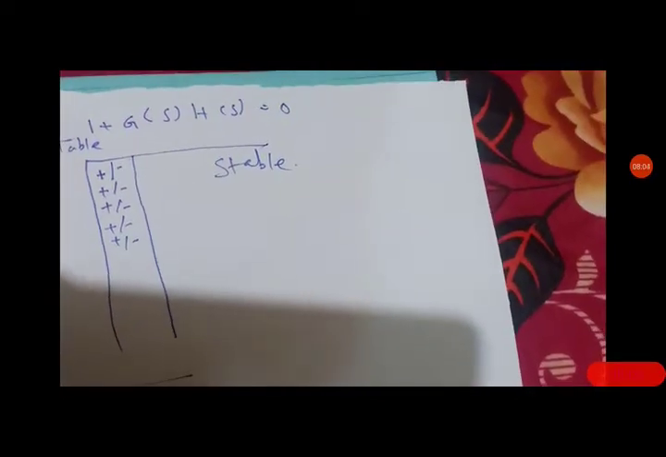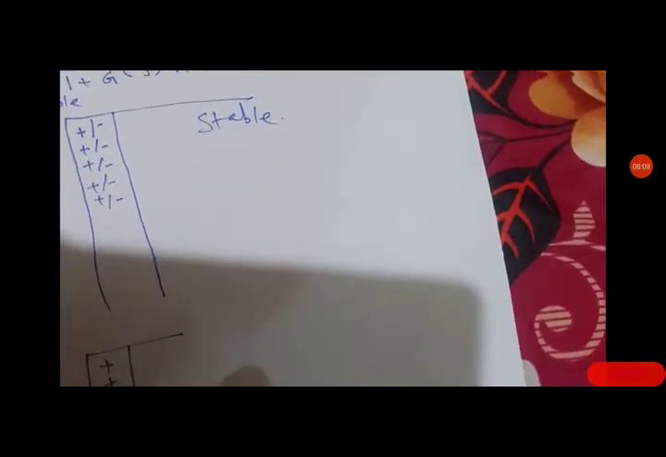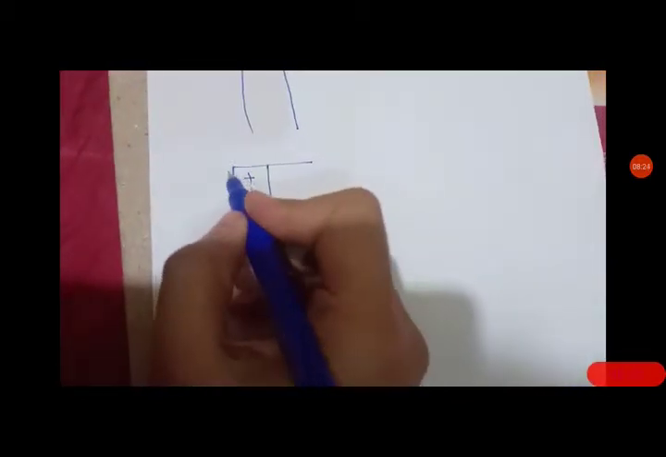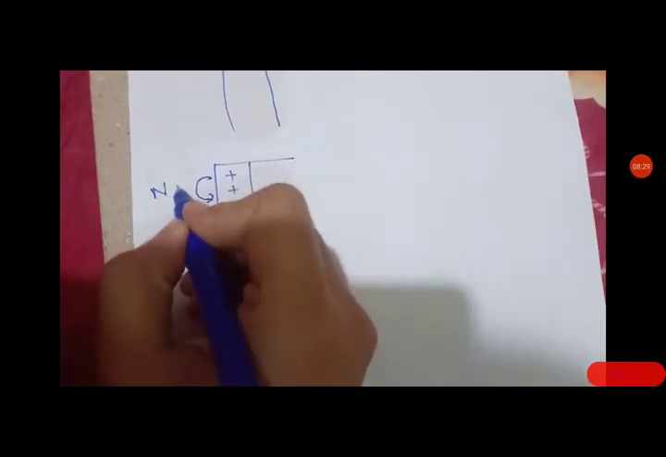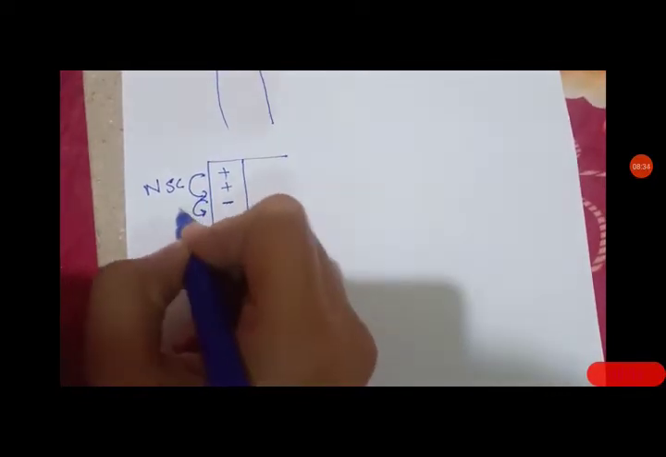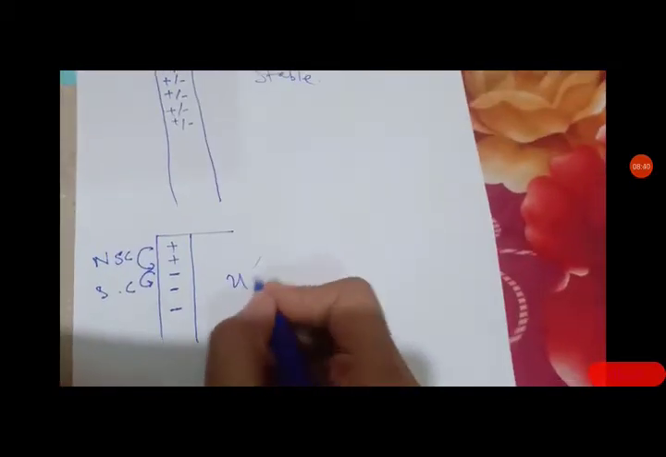But if in the first column of the table the sign of coefficients is changed, the system will be unstable. Here you can see that the first is positive and second is positive. No sign change, positive, positive. From positive it goes to negative, sign change. If there is any sign change, then the system will be unstable.